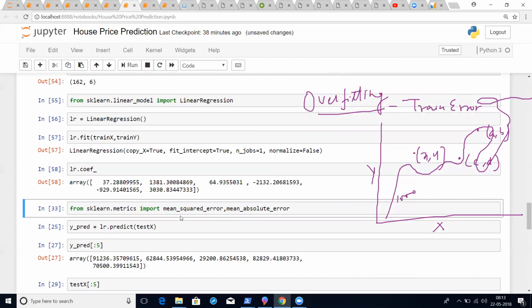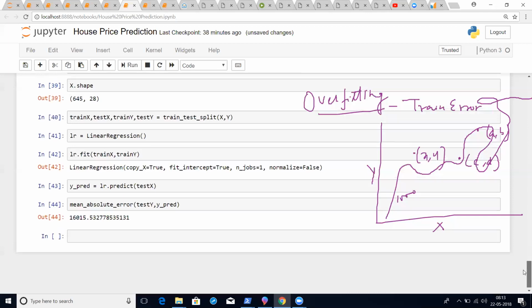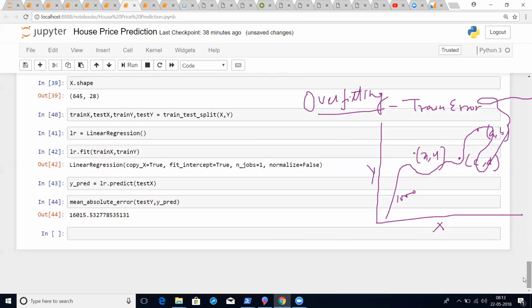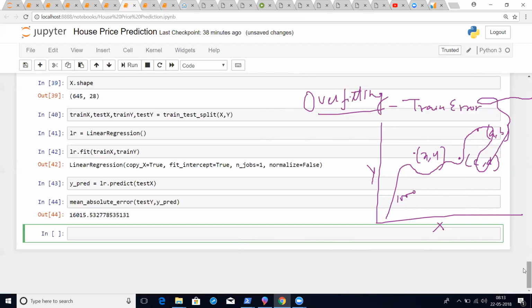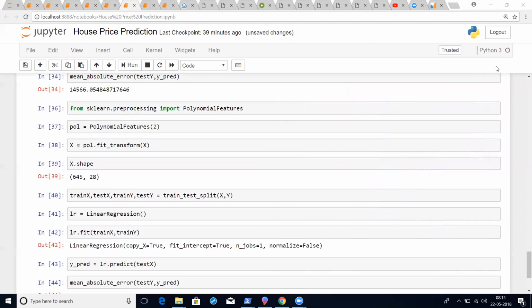Is it clear? Similarly, in my last case, what will be the number of coefficients? 28. Got it, right? Because you have derived features also here. Can you tell me how it is 28? From 6 columns, how did it become 28 columns? I didn't reshape it. No, there is no magic. We had 6 columns, and of course we did transform, but with degree 2, how many columns were there?